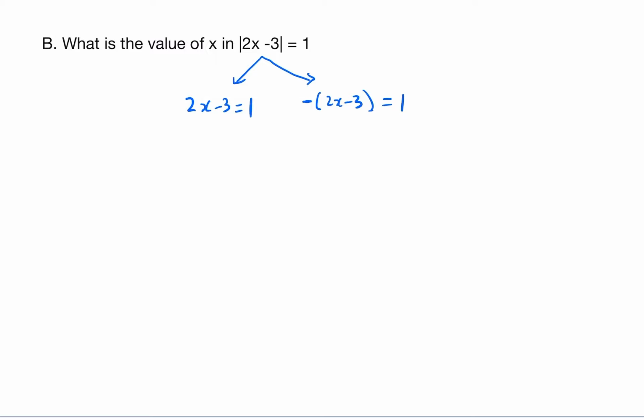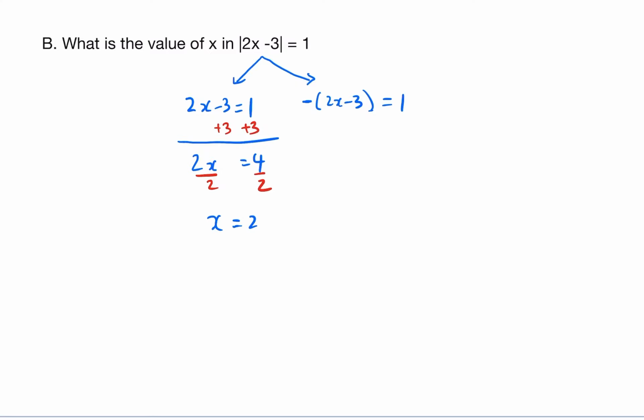On the left side, we are going to add 3 to both sides. When we do, we get 2x is equal to 4. Then to isolate x, we're going to divide both sides by 2, and we get x is equal to 2. So that is our first answer.